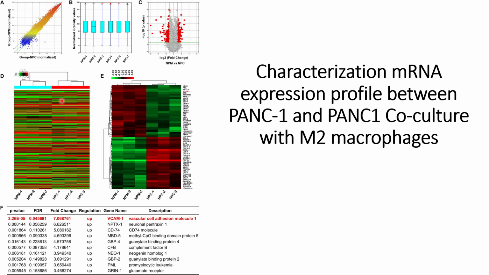When they checked the differential expression using the heat map, they could see that mRNA expression is different when the PANC-1 cell is cultured alone compared to when it is cultured with the M2 macrophage. And when they checked the top 30 genes that are upregulated and downregulated, there are genes that are upregulated in the PANC-1 cells.